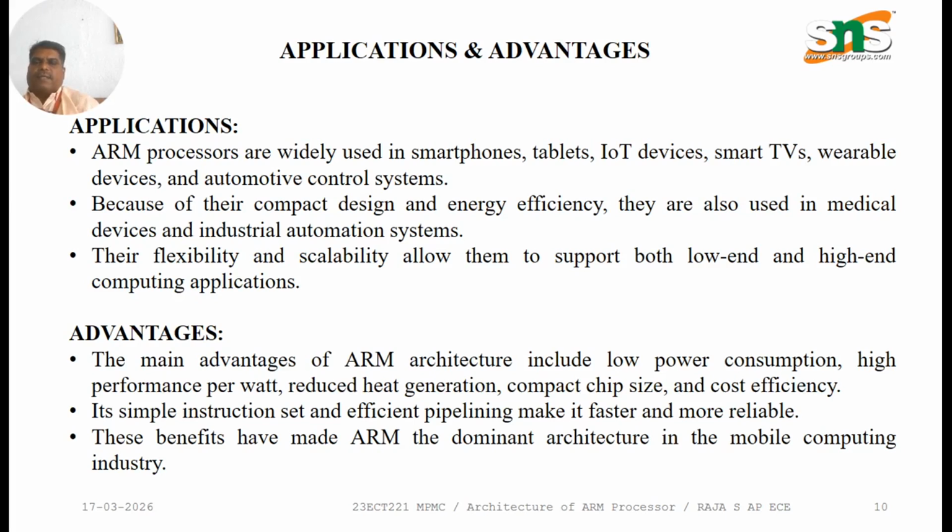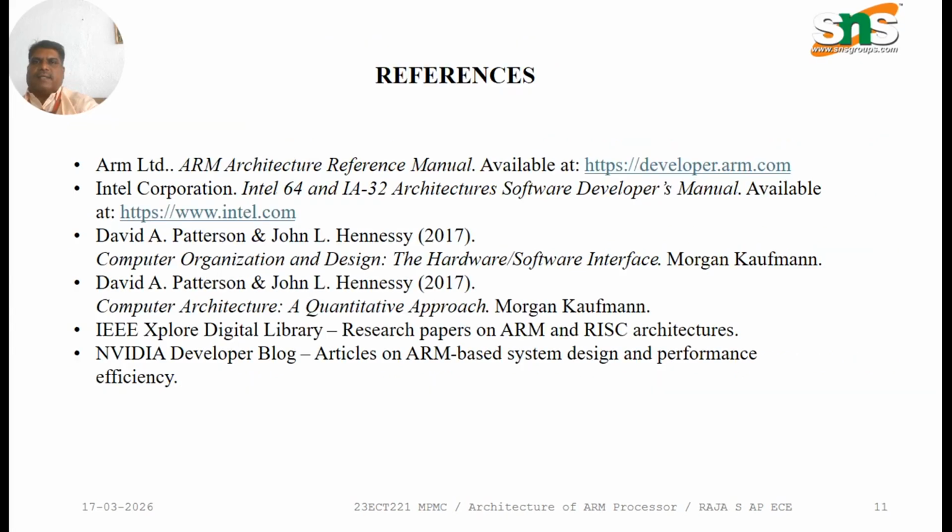Advantages of ARM processors: this architecture includes low power consumption, high performance per watt, reduced heat generation, compact chip size and cost efficiency. Its simple instruction set and efficient pipelining make it faster and more reliable. These benefits have made ARM the dominant architecture in the mobile computing industry.